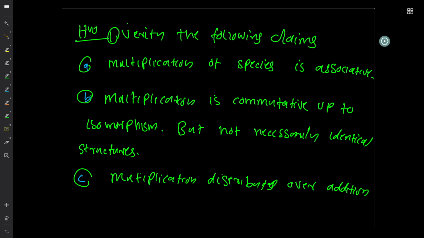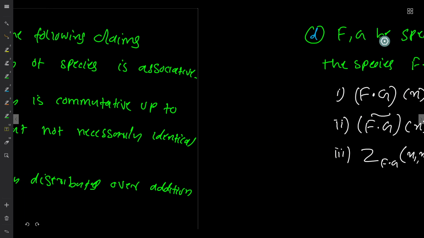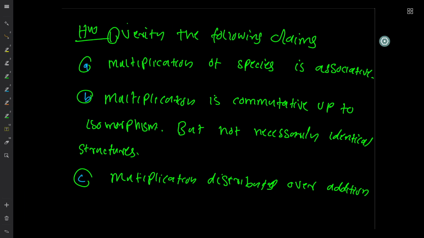Then multiplication distributes over addition. So this is another homework that you want to do, like let's say C · (A + B) is equal to C · A + C · B.